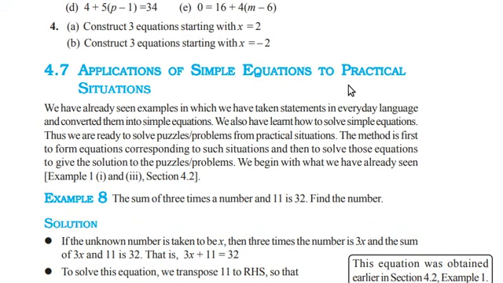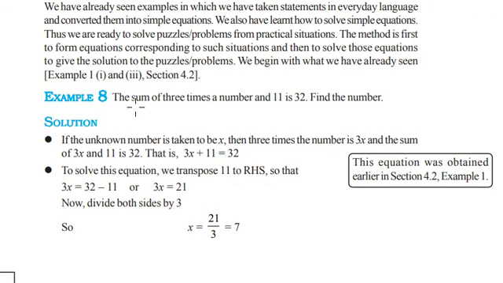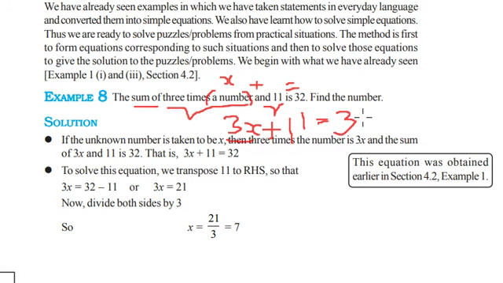Applications of simple equations to practical situations. The sum of 3 times a number and 11 is equal to 32. We don't know what the number is. Now let us denote that by a variable called x. 3 times a number is equal to 3 times x. So this is a sum of 2 numbers. The first number is 3x and the second number is 11. The sum of 3 times a number and 11 is equal to 32. We need to find out the value of x.